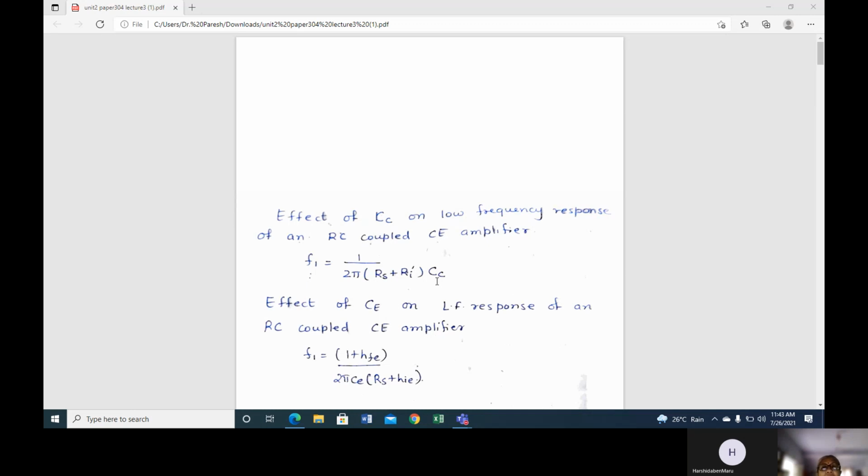And in the effect of CC, we have this factor CC, and in the effect of CE on low frequency response, we have this factor CE. Okay, so we have got two lower cutoff frequencies. We will be studying the total effect of both these also. What will be the total effect when both of them are connected? What will be the value of F1, the lower cutoff frequency? Now let us go further.